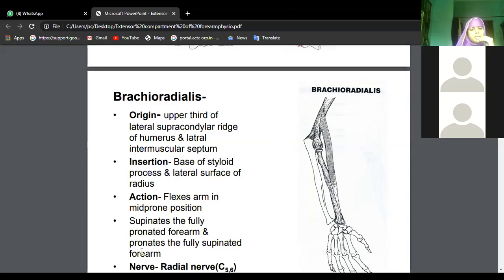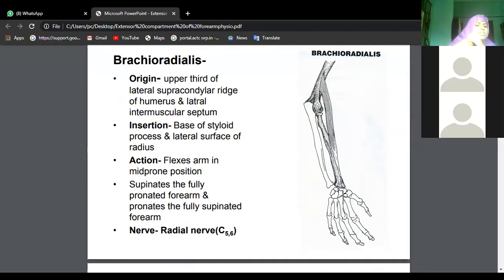Now, what action does brachioradialis do? It flexes the arm in the mid-prone position, like this. Then it supinates the fully pronated forearm and pronates the fully supinated forearm. All extensor muscles, with no exceptions, all of the extensor compartment, including triceps and the extensor compartment of the forearm, are supplied by which nerve? Radial nerve. The radial nerve comes from which cord of the brachial plexus? Posterior cord. Very good.